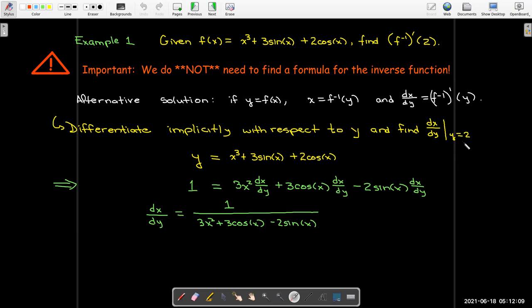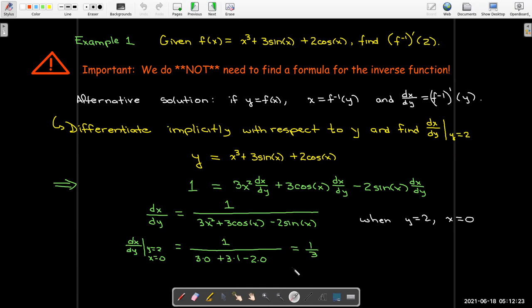Now I still have to find out what x equals when y equals 2. We did that before, and we found out that when y equals 2, x equals 0. So when I evaluate that for x equals 0, I get 1/3. So the answer to my question here, what is the derivative of f inverse when the input is 2, is 1/3. Same answer as we got before using the other technique.